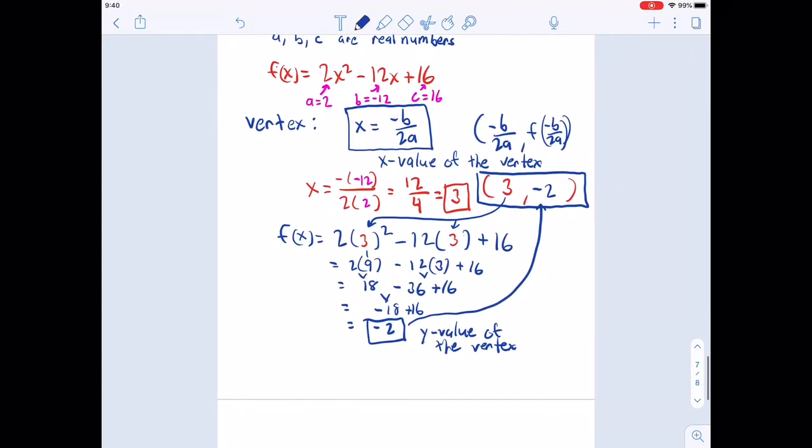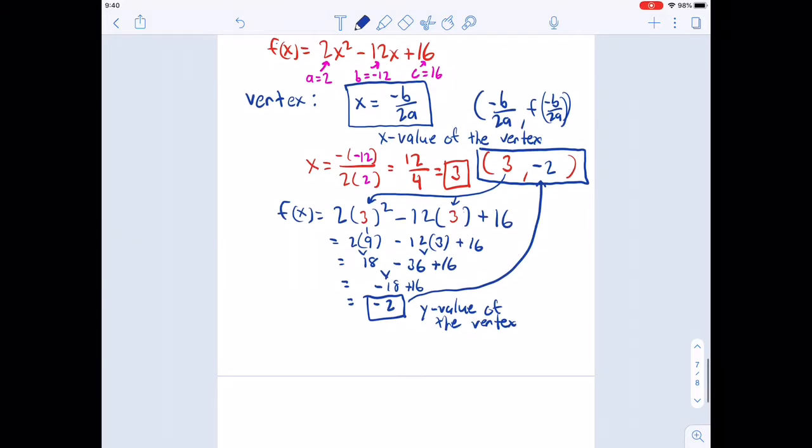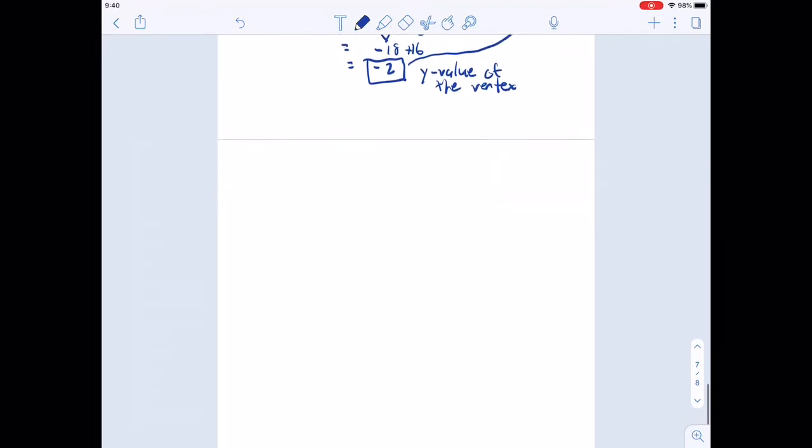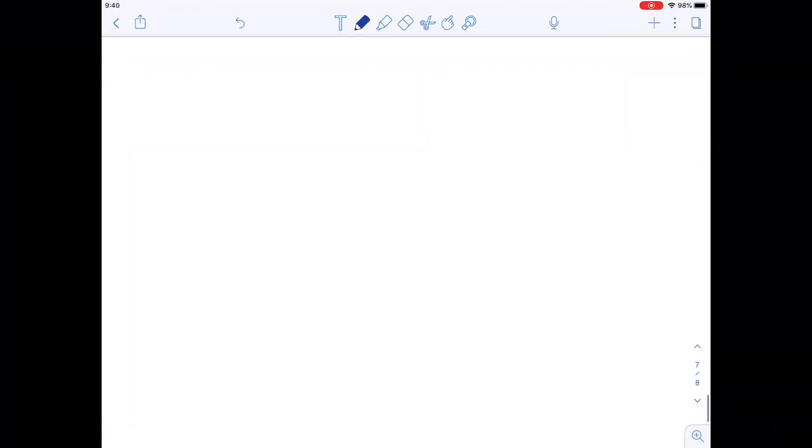Okay, so that's how to find the vertex from standard form, and that's what we're going to concentrate on right now, and how to do it. Okay, so why do we need to know this? Why do we care? Why is the vertex important? We're going to get to eventually doing word problems where we can solve for the vertex to solve word problems.